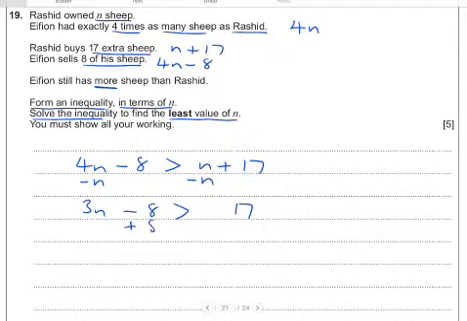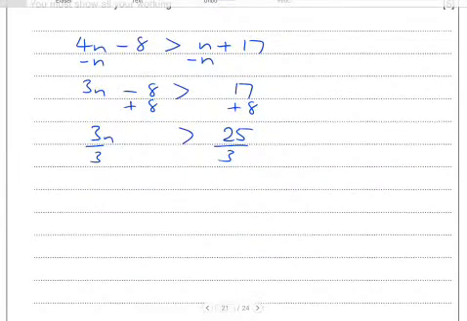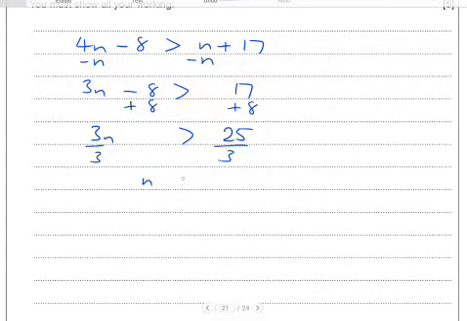Now we're going to add 8, and you have 3n is greater than 25. And then we need to divide by 3, and we have n is greater than how many 3's in 25? 8 3's are 24 with 1/3 left over, because that's 25 thirds basically. 24 of those thirds is 8 and 1/3 left over. So n is greater than 8 1/3.